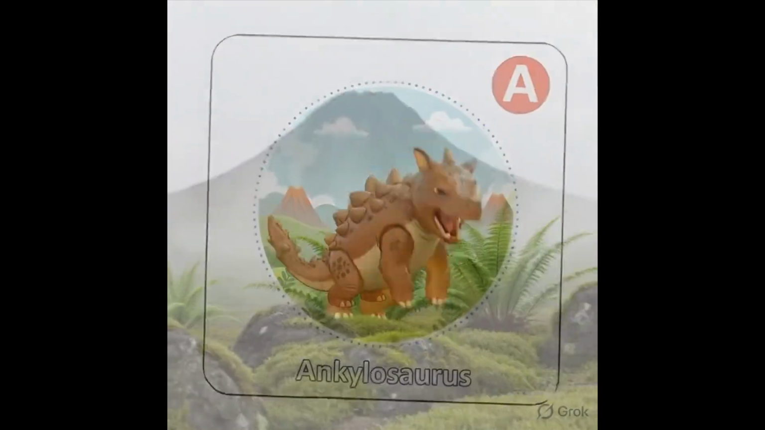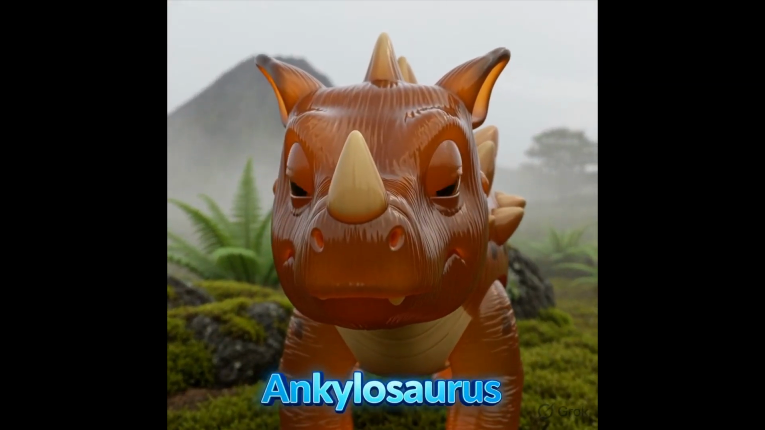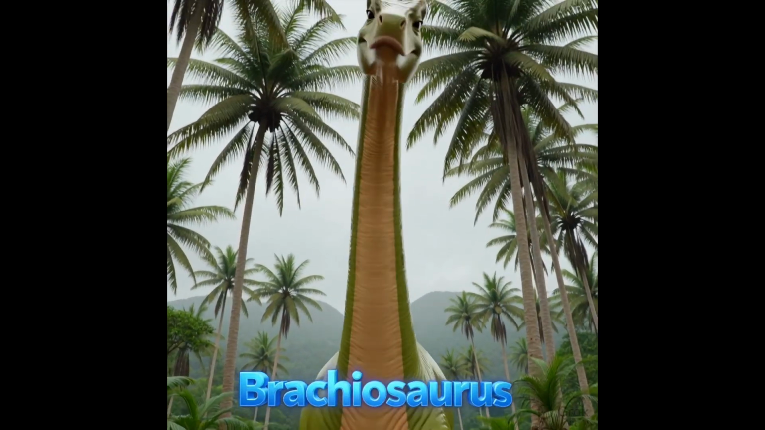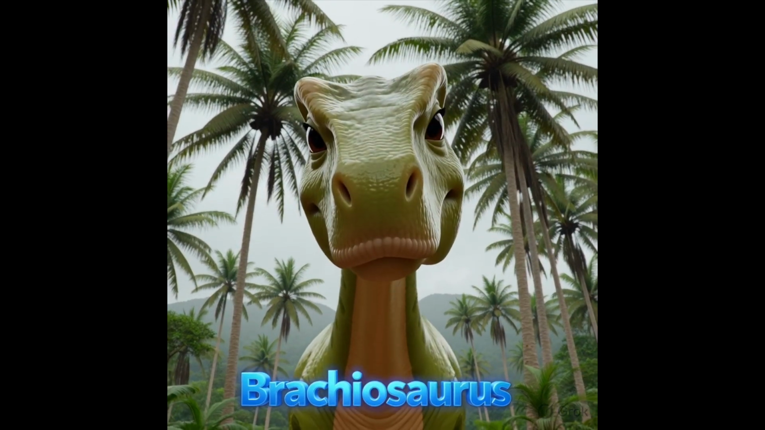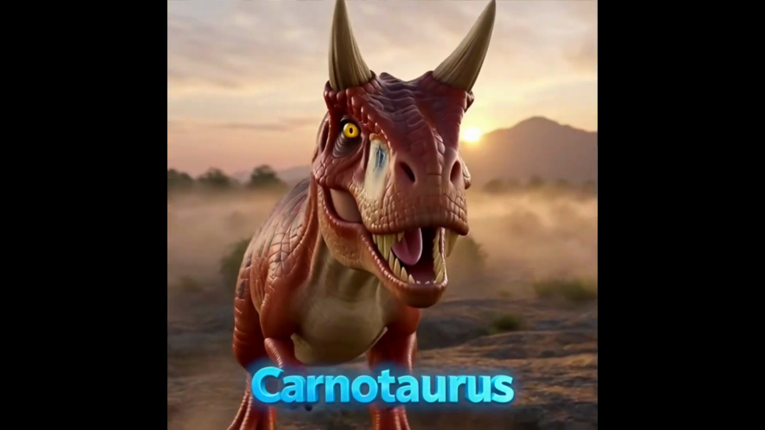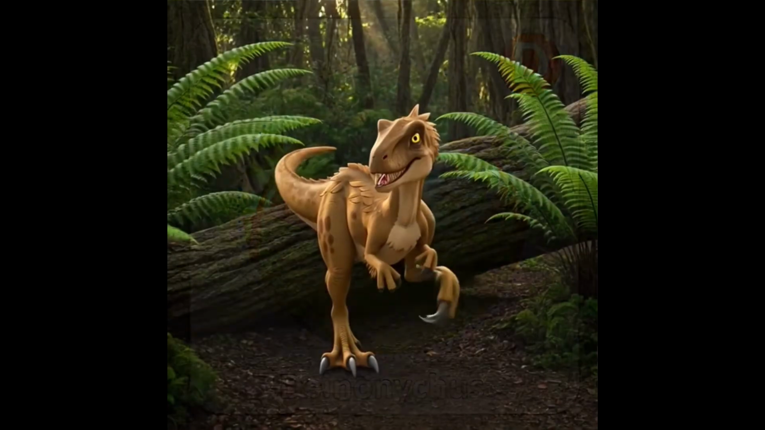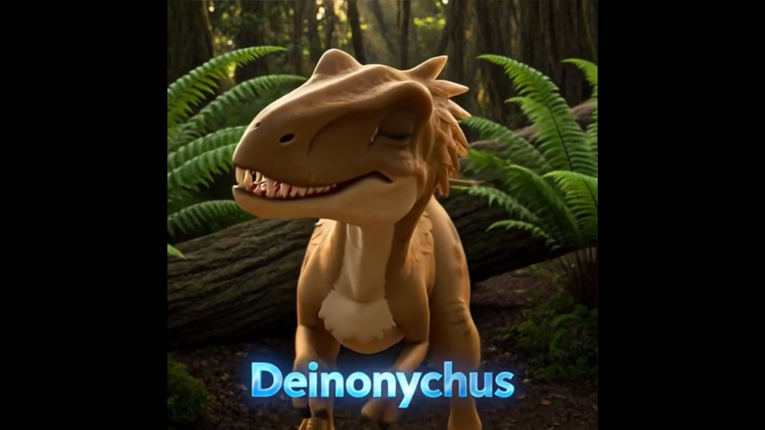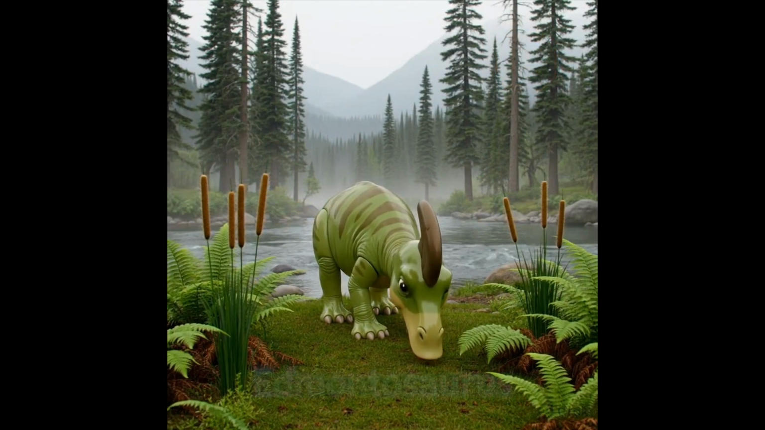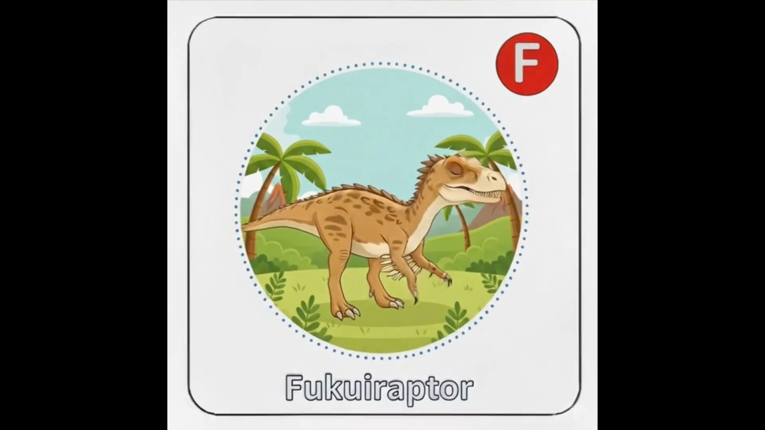A is for Ankylosaurus. B is for Brachiosaurus. C is for Carnotaurus. D is for Deinonychus. E is for Edmontosaurus. F is for Fucliraptor.